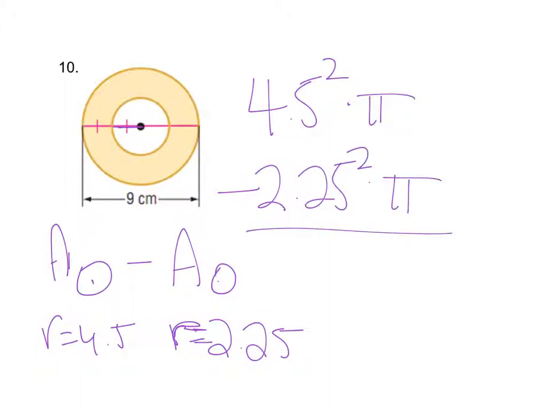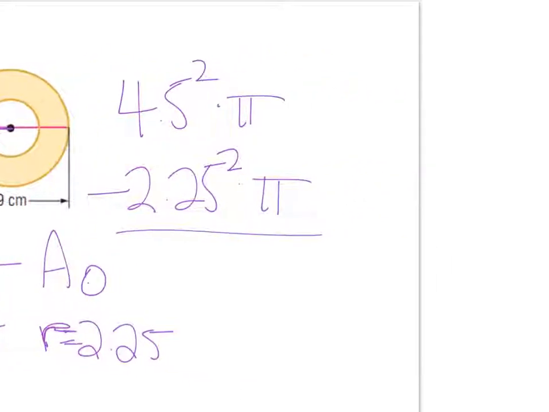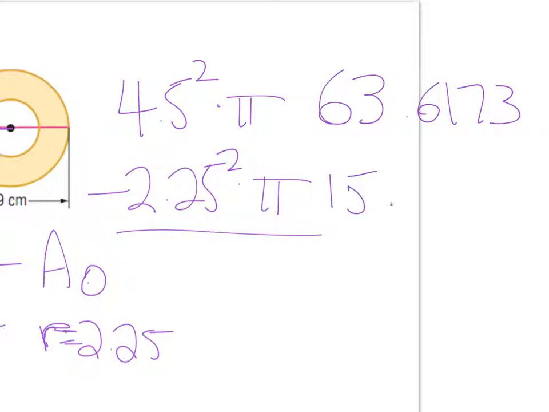So 4.5 squared times pi is going to be 63.6173, and 2.25 squared times pi is going to be 15.9043. So you're going to take 63.6173 minus 15.9043. So that's going to be your answer, 45.713.